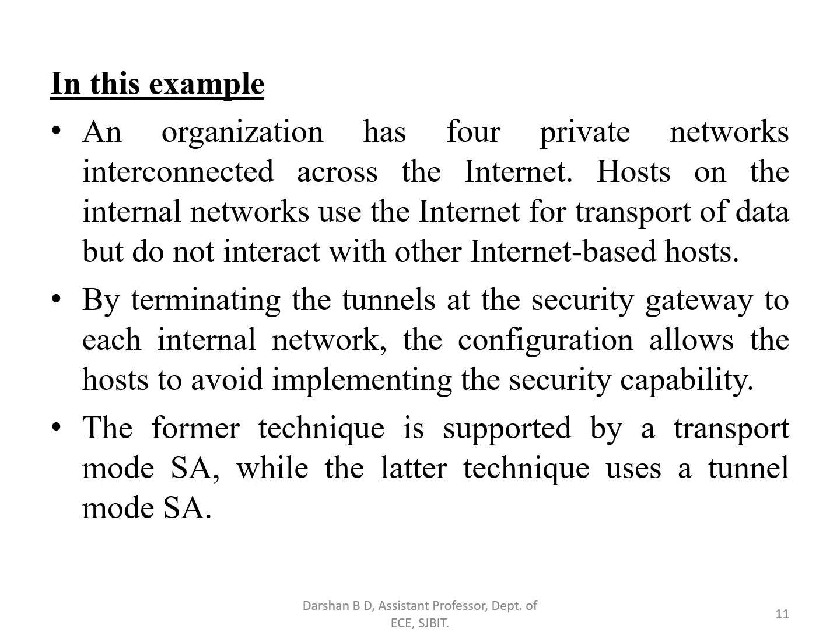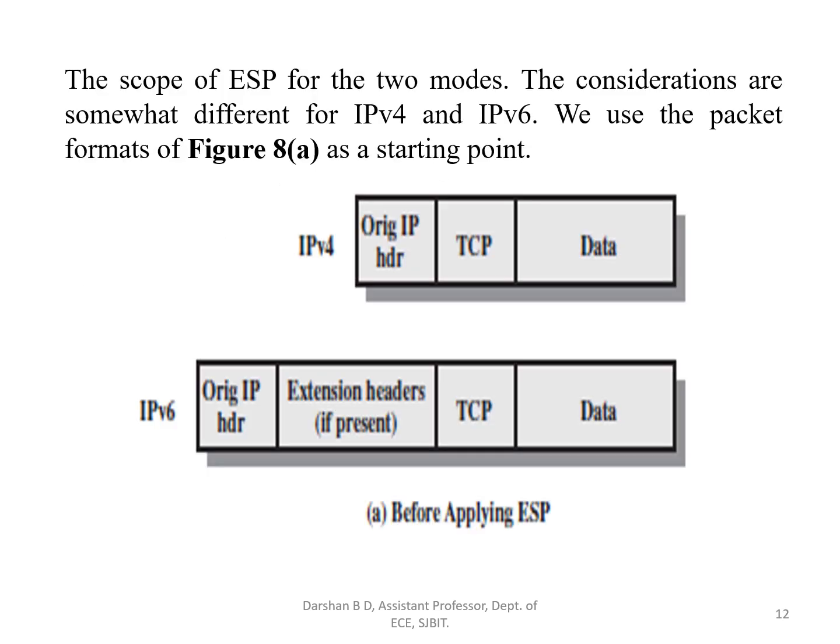Here we are going to consider the scope of the two modes, the transport mode and the tunnel mode. So here we are going to use different Internet Protocol versions, IPv4 and IPv6. The scope of ESP for the two modes, the considerations are somewhat different for IPv4 and IPv6. So we use the packet format. Considering the figure, it shows that before applying the encapsulating security payload, for Internet Protocol version 4, we have the original IP header, then TCP, the Transmission Control Protocol, followed by data.